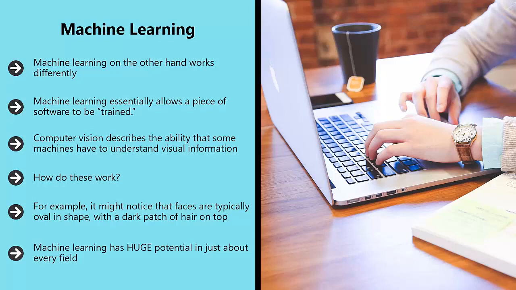Machine learning has huge potential in just about every field in the future. It can be used to diagnose diseases more accurately than a human doctor, to advise on financial decisions, to identify fraudulent bank transfers, and much more. All of this has huge potential implications for internet marketing, and that's what we'll be exploring in the following videos.